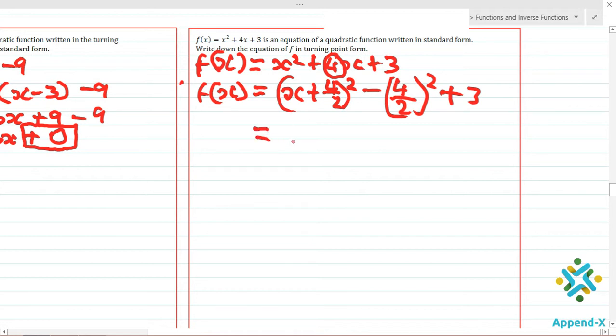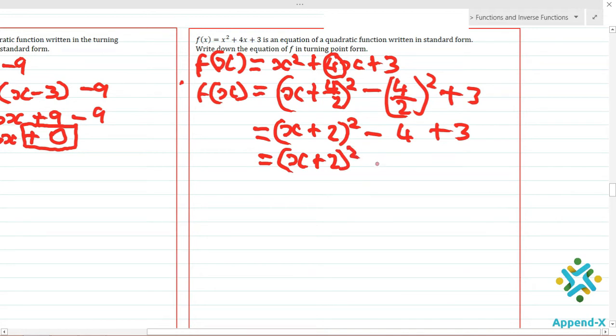Now this is equal to x plus 4 divided by 2, which is 2, squared, minus 4 divided by 2 squared, which is a negative 4, plus 3. Now this gives us x plus 2 squared, negative 4 plus 3 gives us a negative 1. And this is the turning point form of the equation of f.